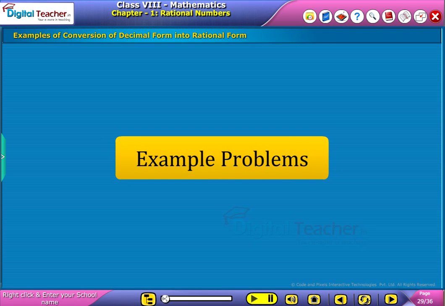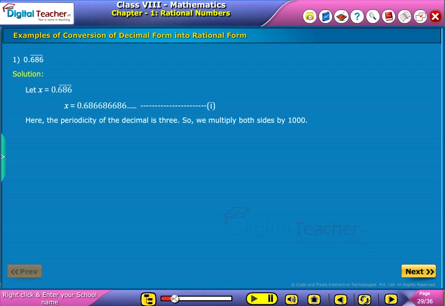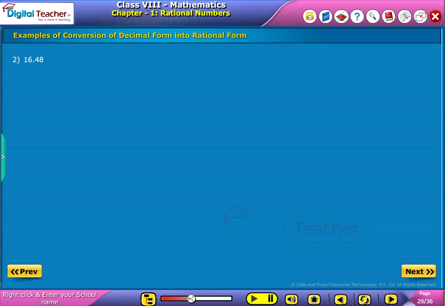Let us solve some example problems on conversion of decimal form into rational form. 0.686 bar. Solution. Let x equal 0.686 bar, which is represented as equation 1. Here, the periodicity of the decimal is 3. So, we multiply by 1000.